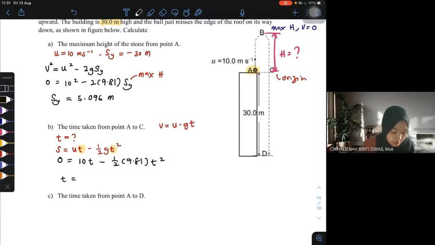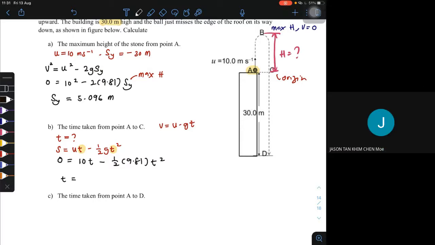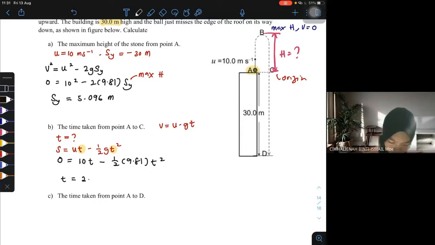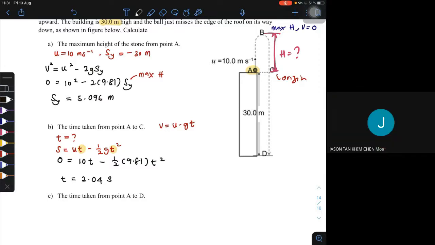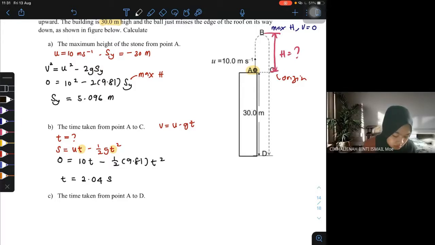Ada yang sudah dapat value for T? 2.04 second. Kamu dapat satu jawapan saja ke? Memang dapat satu ke? Or did you get another answer? Because it's quadratic equation, right? You should be able to get only one, right? Yeah, only one answer. Okay.